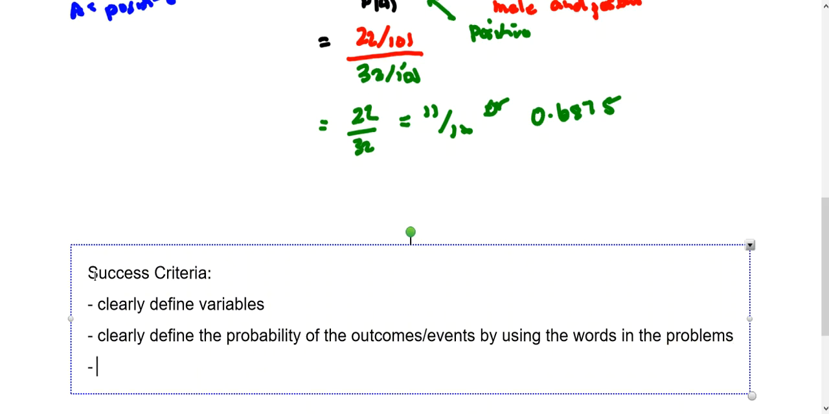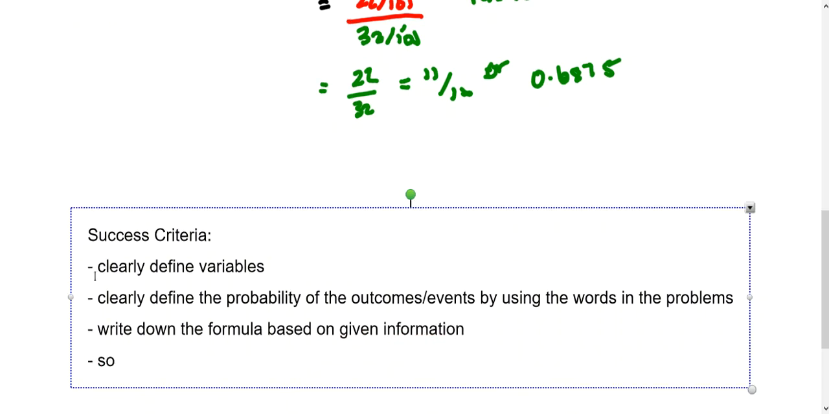And then write down the formula based on the given information, and then solve. The solve part should be the easiest step, because the wording is going to make the math easier. That's the goal. So give it a try. In the next lesson we'll review some of these things if you're not 100% sure, but try to do your best. All right, take care.